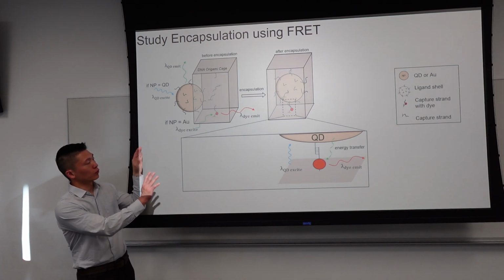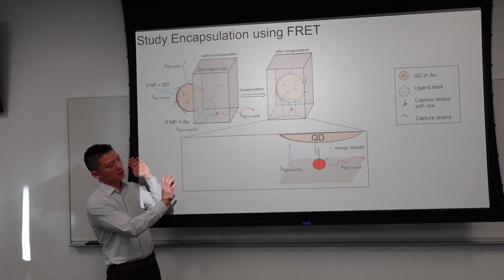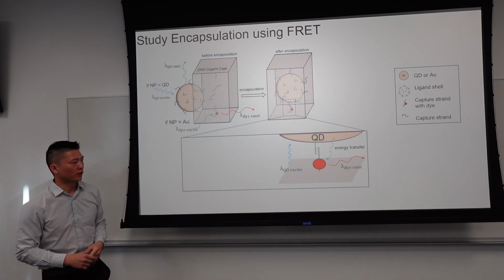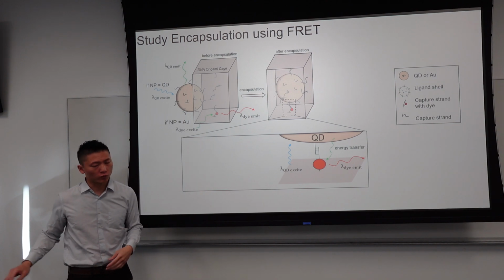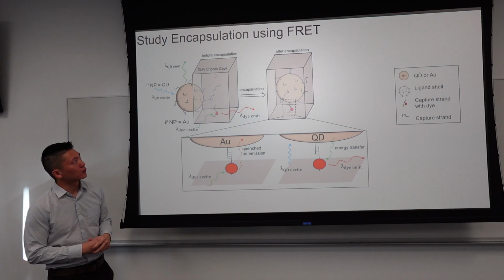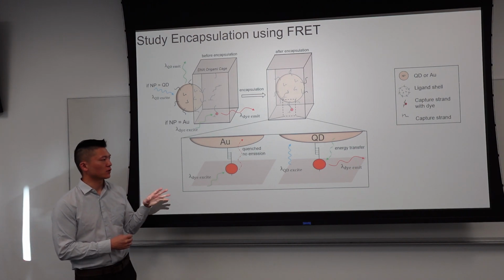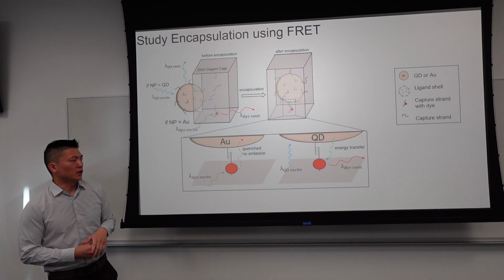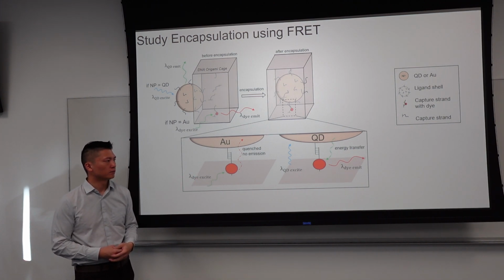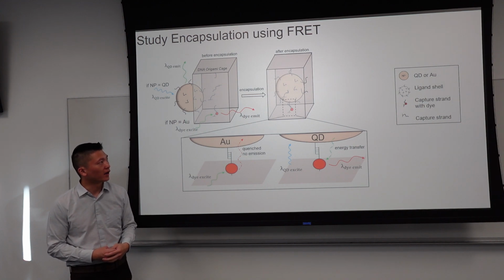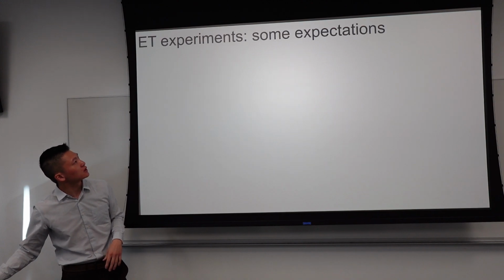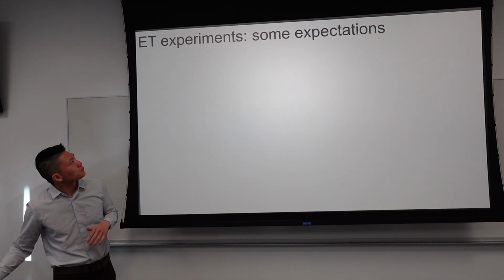And so this results in the dye emitting instead. So for the quantum dot encapsulation, we would definitely see an increase in fluorescence emission by the dye. And of course, if the gold nanoparticle is used, it will be encapsulated, and its property is that it will quench the dye. So there would be no emission from the dye, and we would see the fluorescence intensity decrease over time.